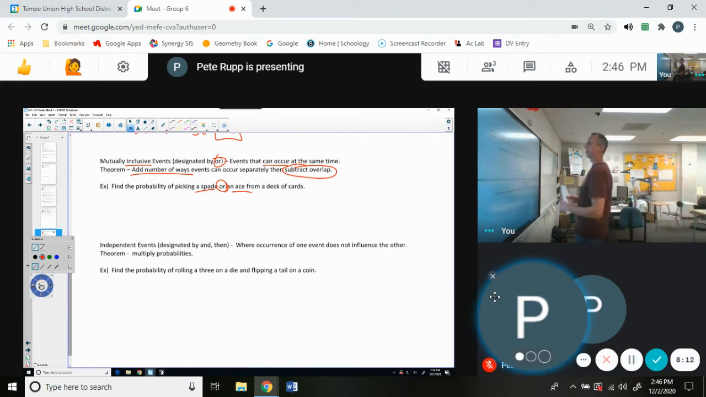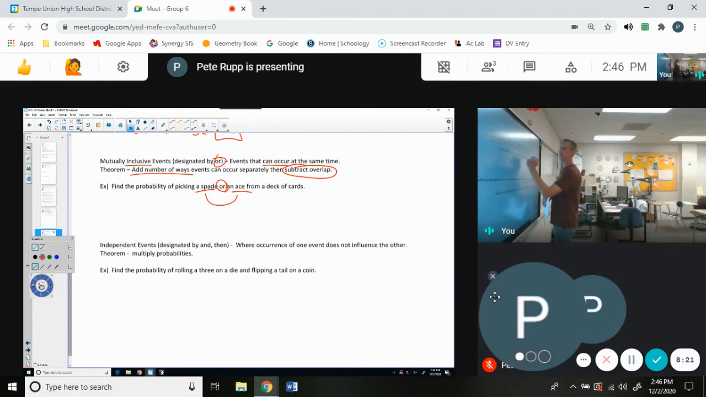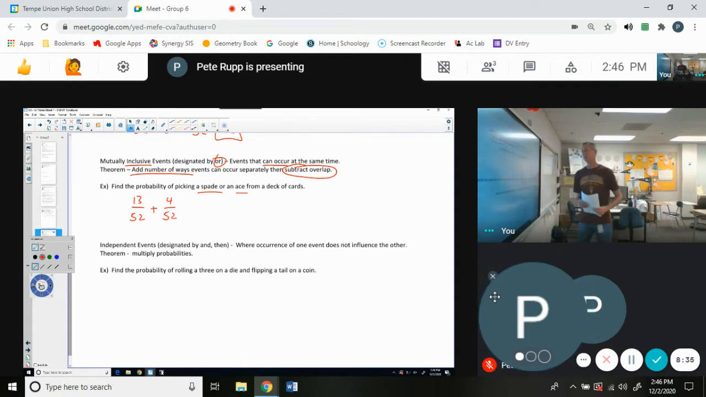And then you look, are there any spades that are aces? Okay. So there are 13 spades, and one of those spades is an ace. So I'm going to have to subtract that out. So let's find them each separately. Spades, there's 13 out of 52. And then I'm going to add the number of aces, which are 4 out of 52. And if you think about why we're subtracting one out, I just double counted the ace of spades. I counted it as a spade. It's one of the 13 spades. And I counted it as an ace also. So you double counted the ace of spades.